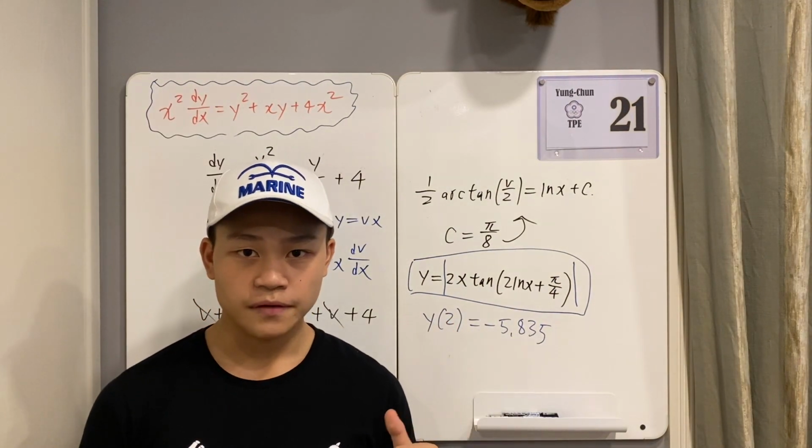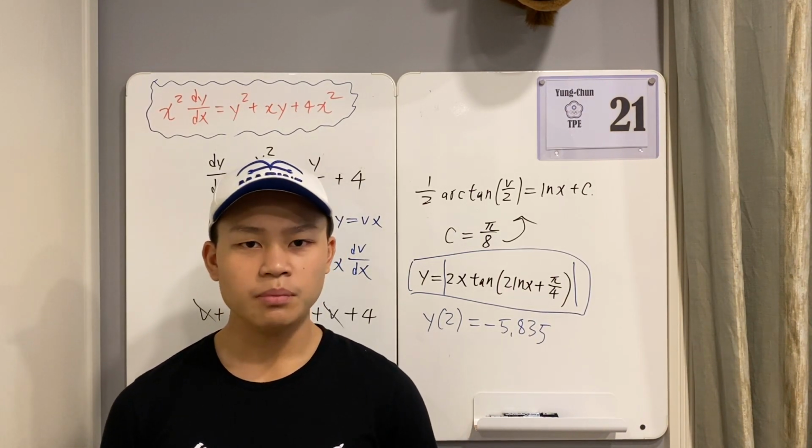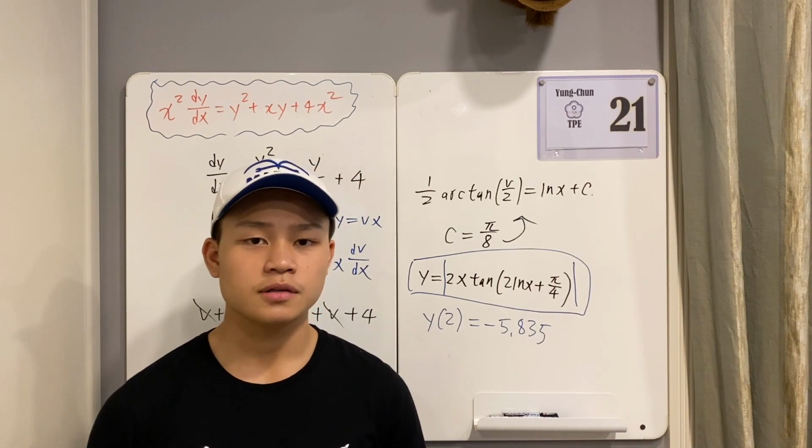This is how you solve a first-order homogeneous differential equation, and with this, Bob could compete in the triathlon without his wife being worried.